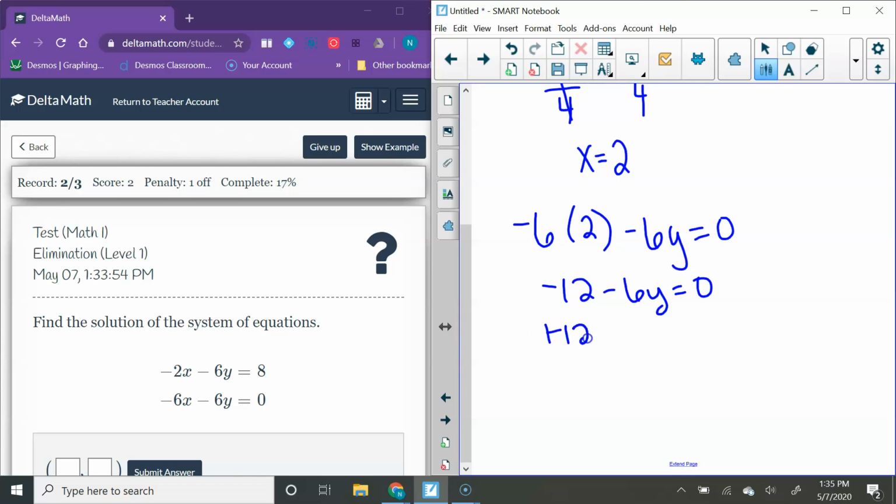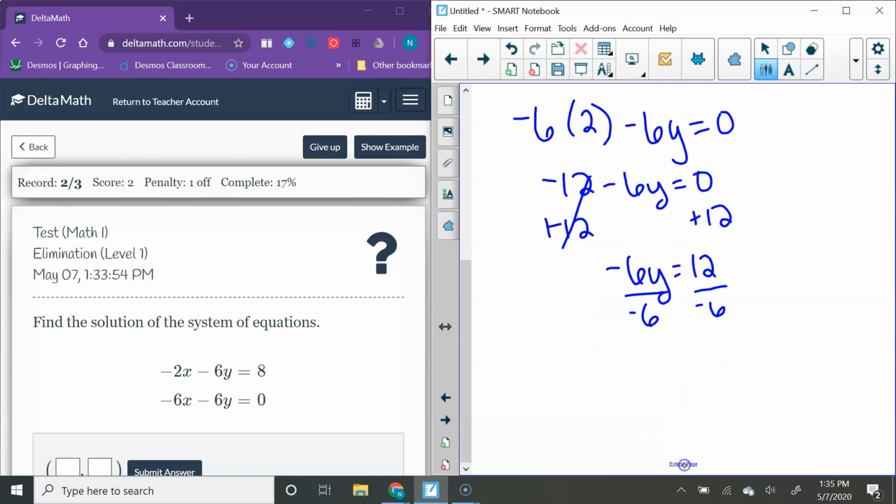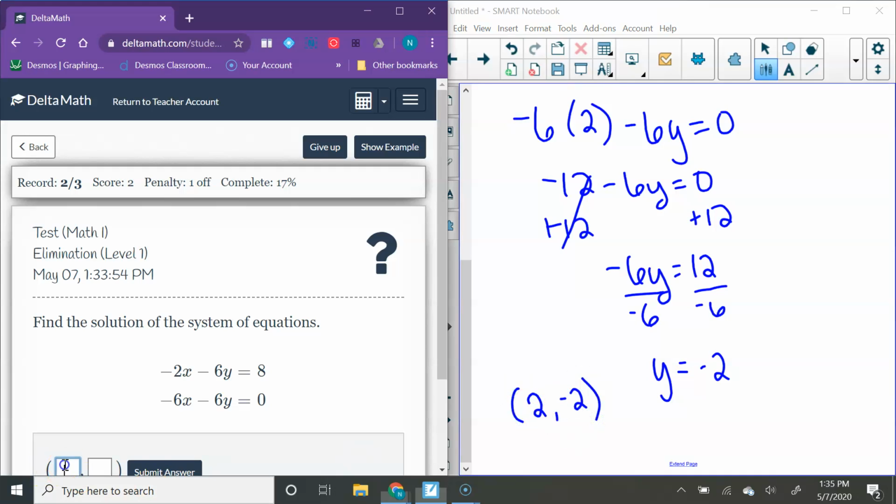You can add your 12 to both sides. So negative 6y equals 12. And then divide by negative 6. And whenever you do that, you're going to get y equals negative 2. And so that is our y coordinate. Our x coordinate was positive 2, so we've got 2, negative 2 as our answer. So 2, negative 2.